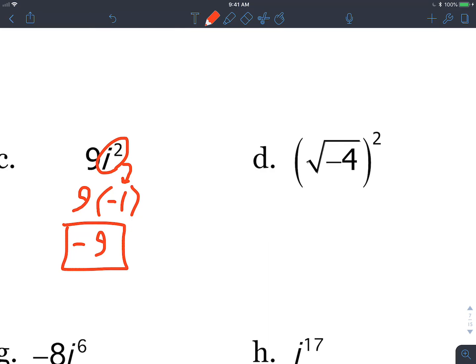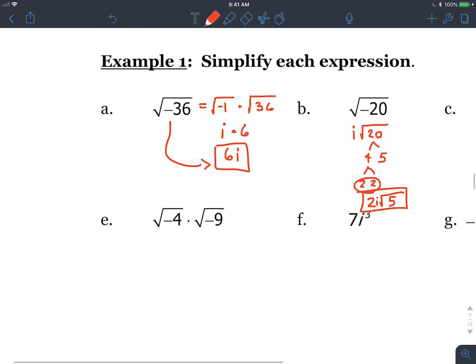So this is the square root of negative 4 squared. Whenever you square a square root, these essentially cancel out. And then this will be, I guess, negative 4 right there. Okay. All right. A couple other ones.